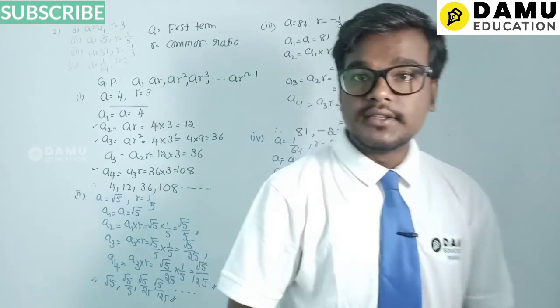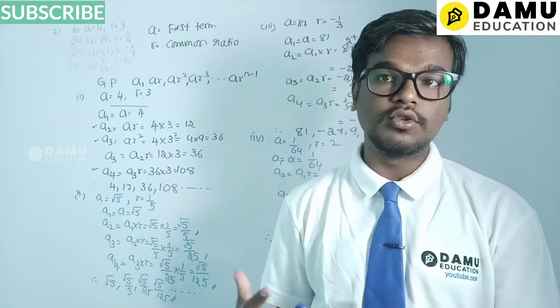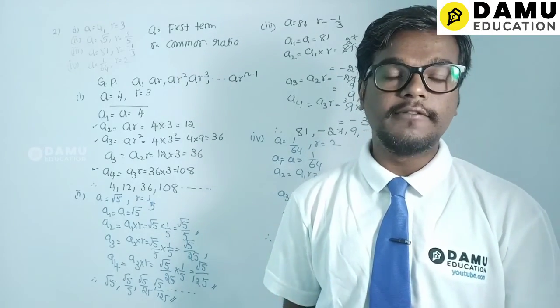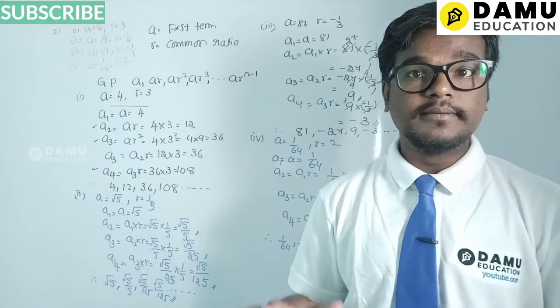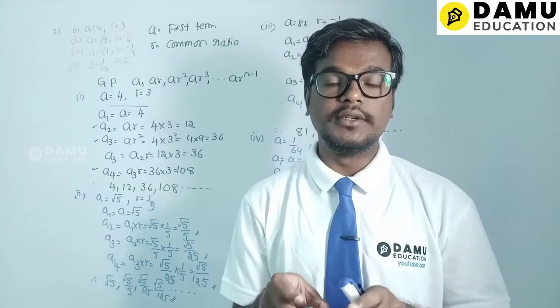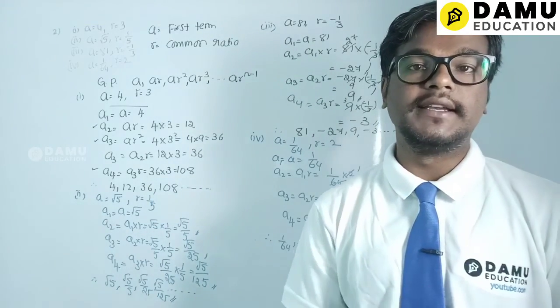So actually the geometric progression we denote with A, A into R, A into R square, A into R cube, then R power 4, R power 5, like that. But here the basic idea is we need to multiply the constant term R with the previous term. So this is the way to find the calculations.